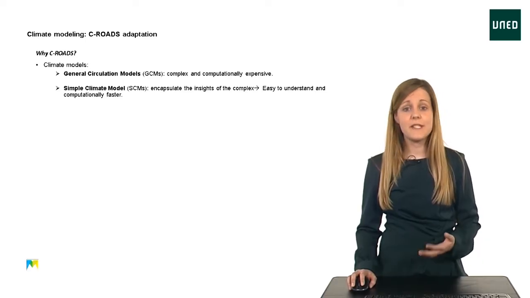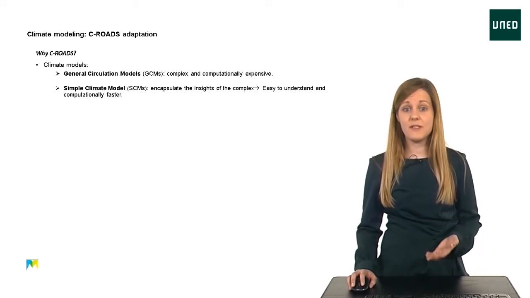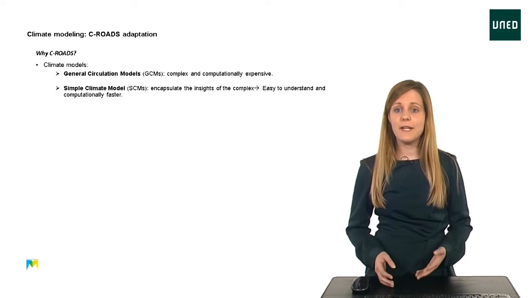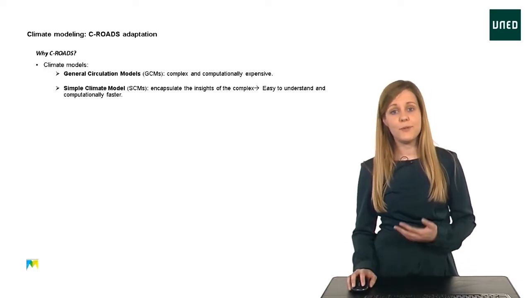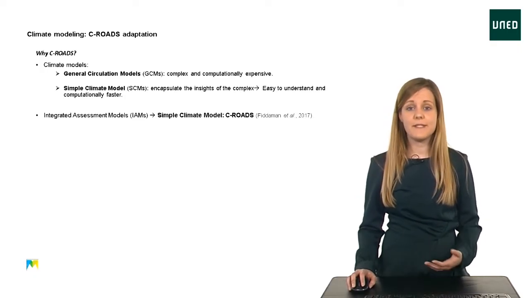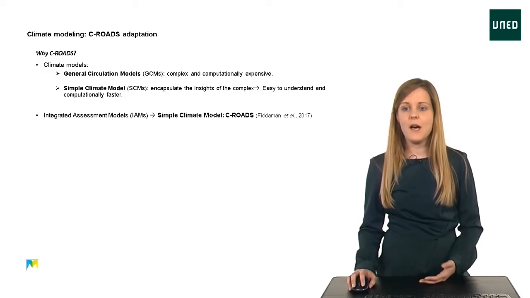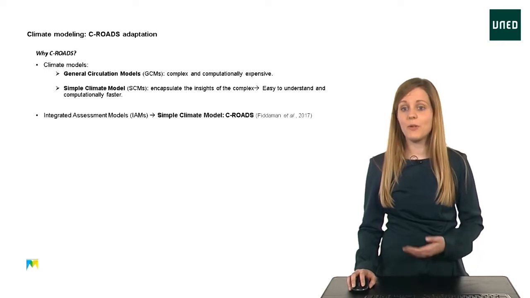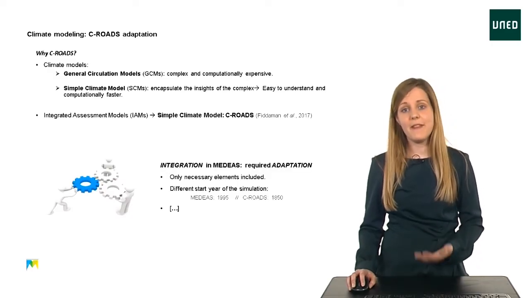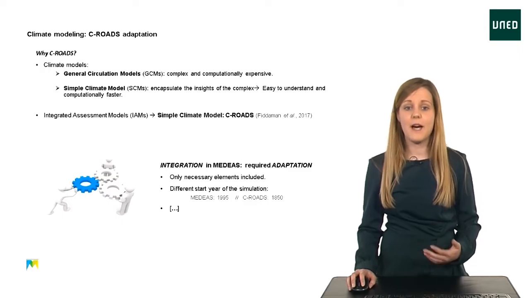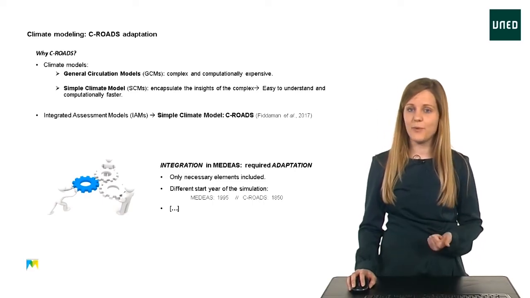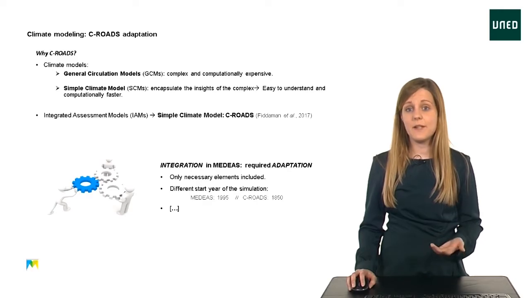Climate models, such as general circulation models, are very complex and computationally expensive to use in integrated assessment models. On the other hand, simple climate models encapsulate the insights of the complex models, being easy to use and understand, and also computationally faster. For all of these reasons, integrated assessment models rely on this type of models. And these are the main reasons why we chose the simple climate model ZEROS to build this module. But the integration of ZEROS in MEDEAS was not immediate, and we first had to adapt the climate model, taking into account several aspects such as the different start year of the simulation, or including only those elements necessary for MEDEAS.